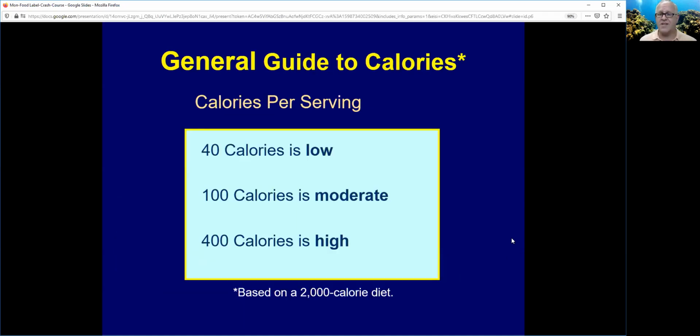Now, there's a general guide to calories. Depending upon the serving size, if it's 40 calories, that's a low calorie serving. 100 calories is a moderate calorie serving, and 400 calories would be a very high calorie count per serving. Remember, this is all based upon a 2,000 calorie per day diet.